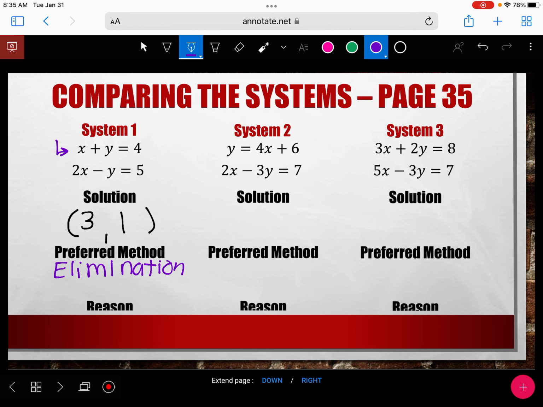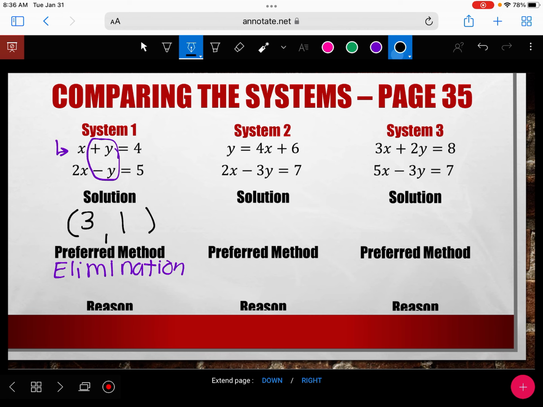Yeah, this one is set up gorgeously for elimination because my y's are already set up to cancel out right here. This one's not awful for substitution because we don't have too many coefficients. And it's not awful for graphing. It's got enough low coefficients. It doesn't have coefficients everywhere and all that jazz.